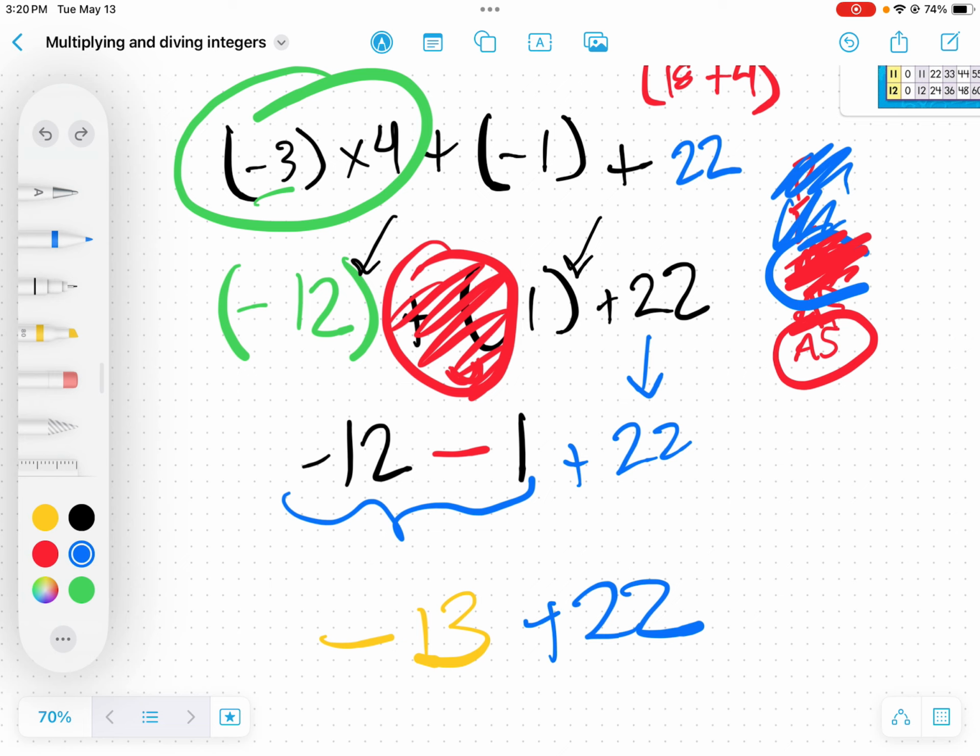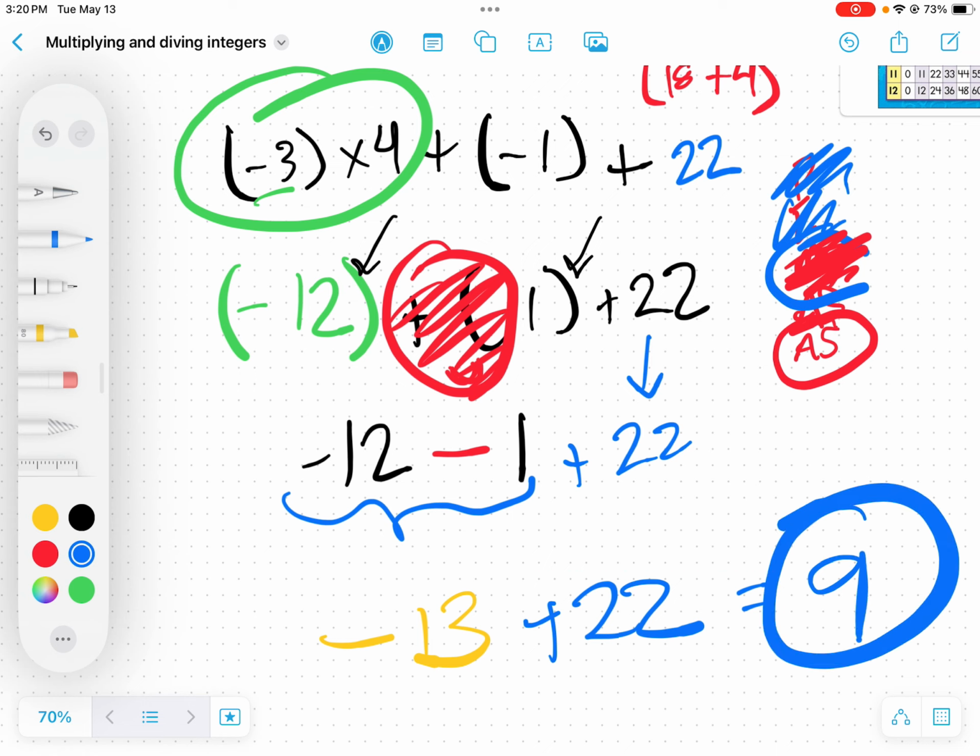takes me 13 to get to 0. So then add a little bit more, count to 22. 1, 2, 3, 4, 5, 6, 7, 8, 9. Plus 22, that gives me 9. So my answer is 9. There we go.